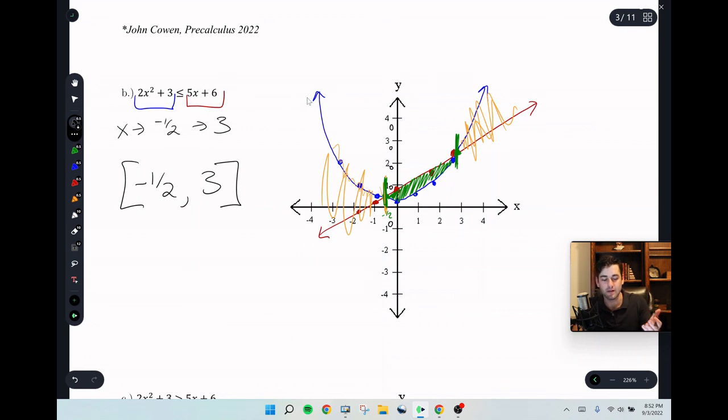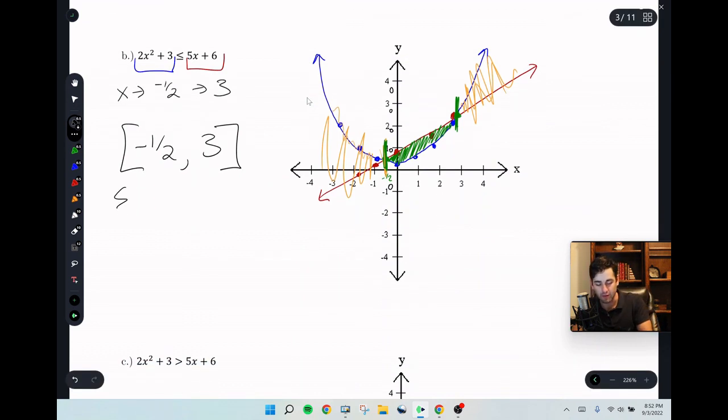And does it include it? Let's just look back at the problem. Underlined, yes, it includes it. Another way you can write that is X bar, and then we're going to start at negative 1/2, less than or equal to X, less than or equal to 3.